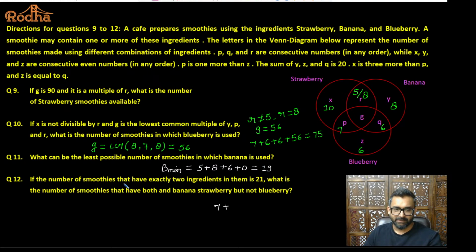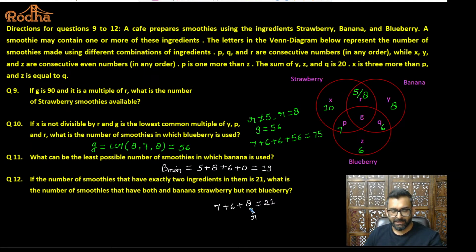Okay. The number of smoothies that have exactly 2 ingredients is 21. Exactly 2 का मतलब क्या होता है? P, Q and R. Okay. So R or 7 and 6 are fixed. What is the value of R I can take to make it 21? 7 plus 6 is 13. I have to take this, has to be 5 और 8 में से क्या लेना पड़ेगा? R को 8 लेना पड़ेगा. Then it will be 21. Do you agree with this?